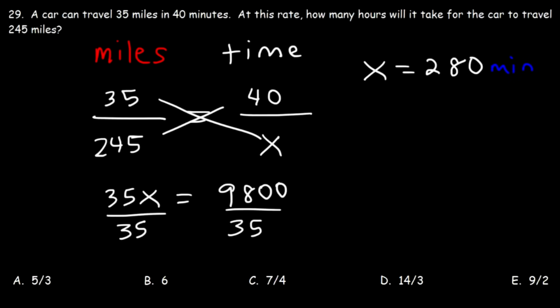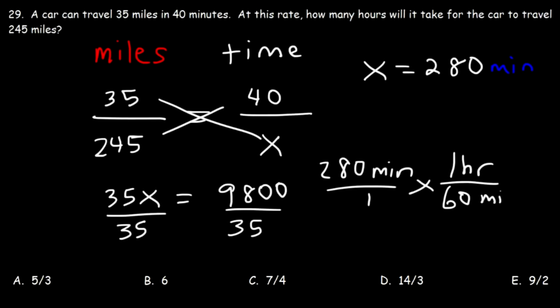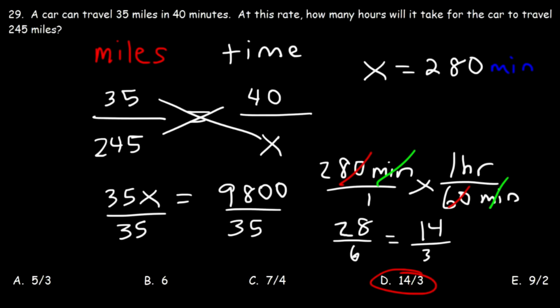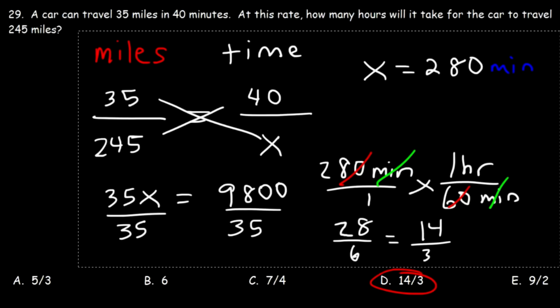Now the answer is in hours. So we got to convert minutes into hours. 1 hour is equal to 60 minutes. So we got to divide by 60. We can cancel the 0, so this becomes 28 over 6. 28 over 6 reduces to 14 over 3 if you divide both numbers by 2, which means that answer choice D is the right answer.